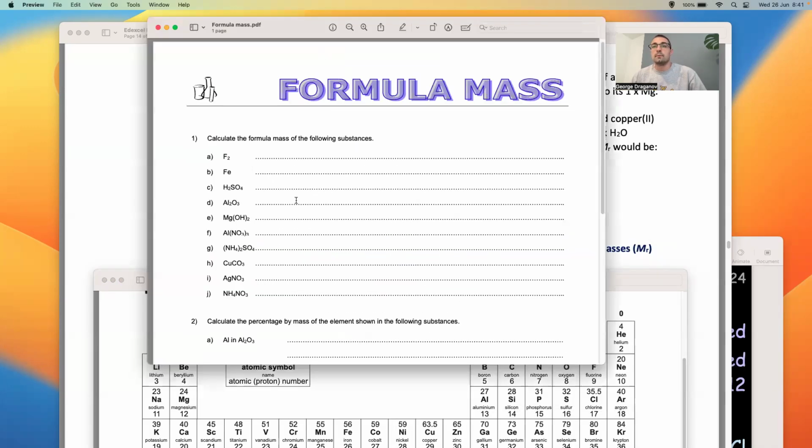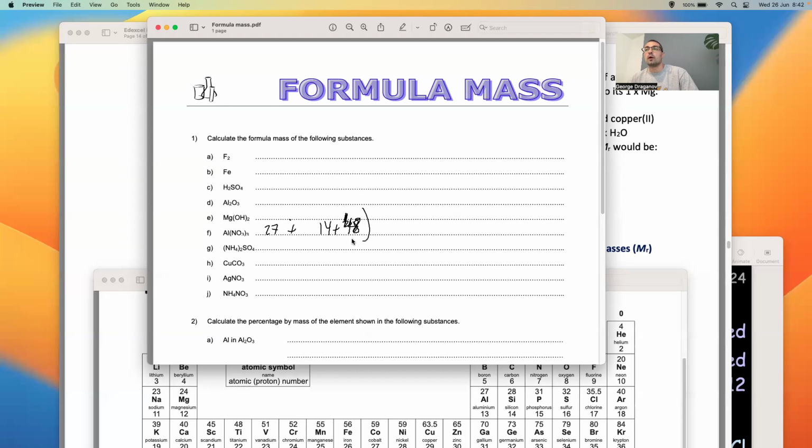So this worksheet here, I'm going to do one example. I'm going to take this one. So Al(NO3)3, three times. Aluminium is here, 27. Plus, then nitrogen is 14, plus oxygen is at 3. 3 times 16 is 48.